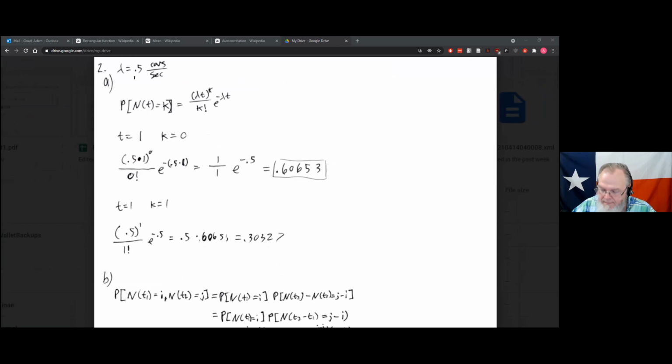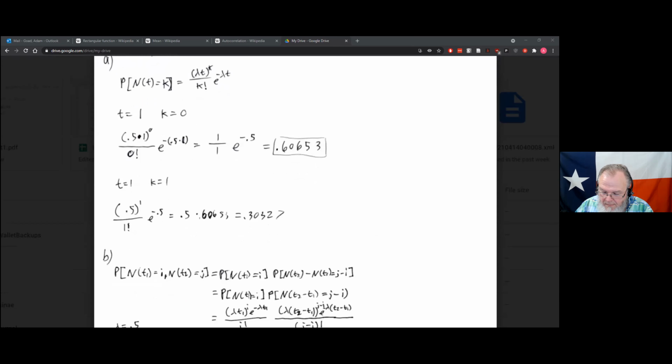So we're given that there is 1 car every 2 seconds. So that means that the mean is half a car every second. So then we use the formula here for the Poisson counting variables. And we want k to be equal to 0, so saying no cars pass and t equals 1 second. So we plug into this formula here, and we get 0.60653 being the probability that no cars would pass in 1 second.